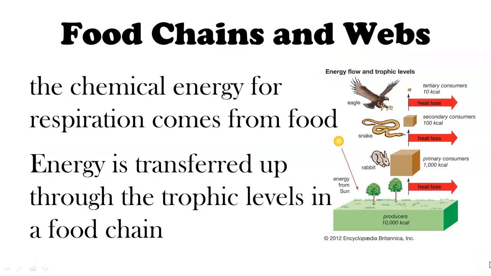So thus we could summarize and say that the chemical energy for respiration comes from the food that consumers eat. The energy is transferred up through the trophic levels in a food chain, and we've talked about this before, but now we're adding in this other element of energy transfer. If we take a look at this simple diagram over here, we can see that a lot of the energy is actually lost as heat as it moves from one trophic level to the next.